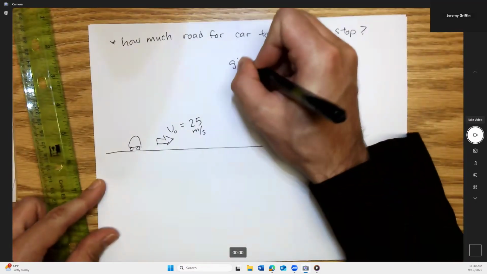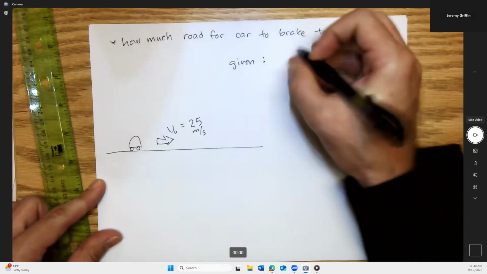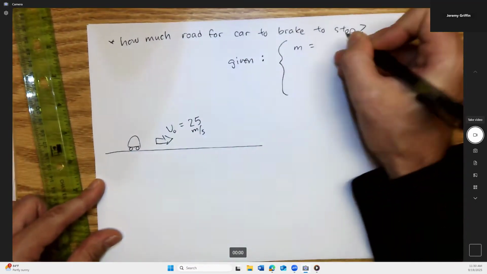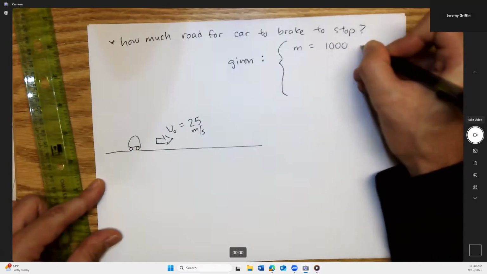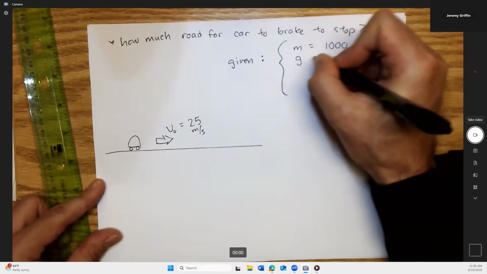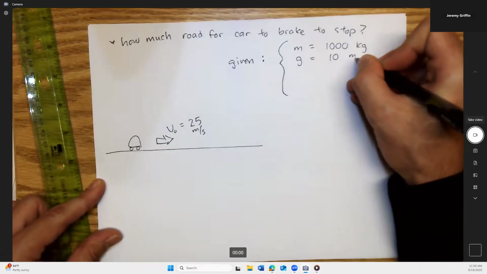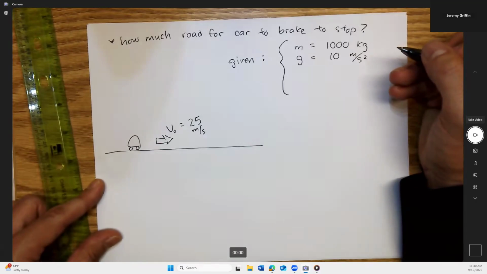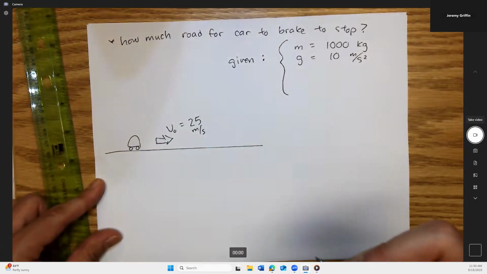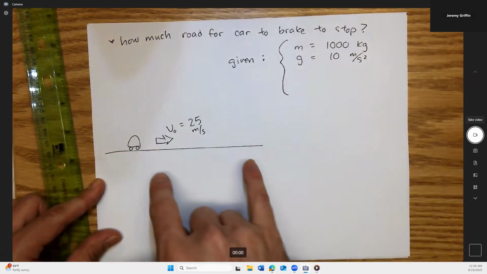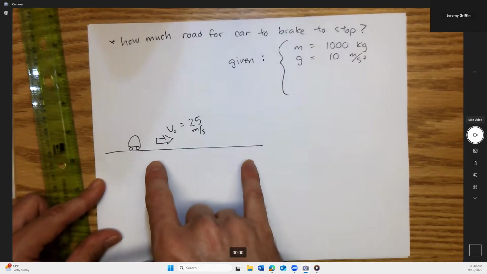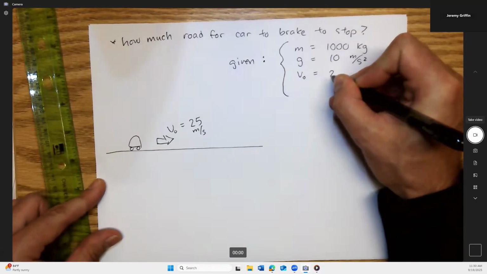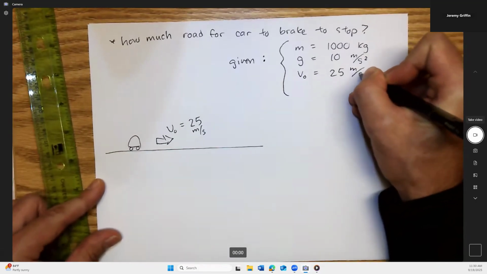So, given: I'll give you guys a bunch of values here. The mass of the car is, let's say, 1,000 kilograms. Earth gravity is 10 meters per second squared. Okay, there is something else I have to tell you guys. What else do you have to know to be able to solve this question? Of course, I gave you initial velocity, 25 meters per second. Well, what else?